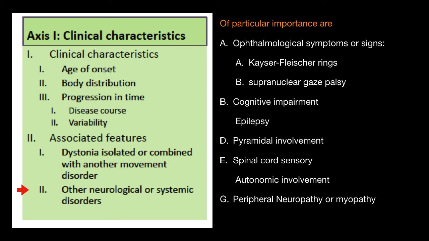Well, in the last part of Axis 1, you have to evaluate your patient for other neurological or systemic disorders. Of particular importance are ophthalmologic symptoms or signs, such as Kayser-Fleischer rings for Wilson disease, or supranuclear gaze palsy in PSP, Niemann-Pick or Gaucher disease. Other essential signs or symptoms are cognitive impairment, epilepsy, myelopathy, autonomic dysfunction, neuropathy or myopathy, or systemic involvement, such as organomegaly.